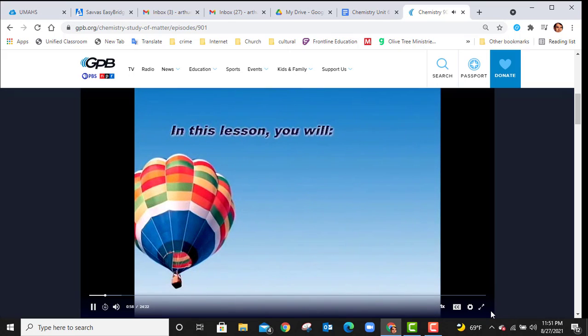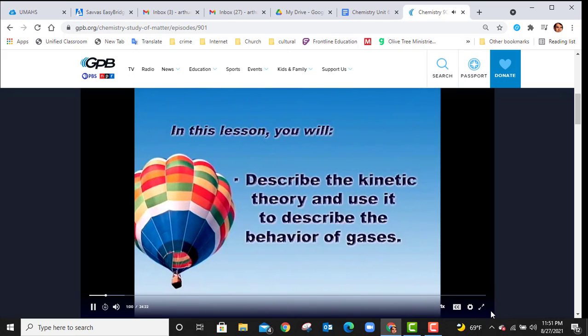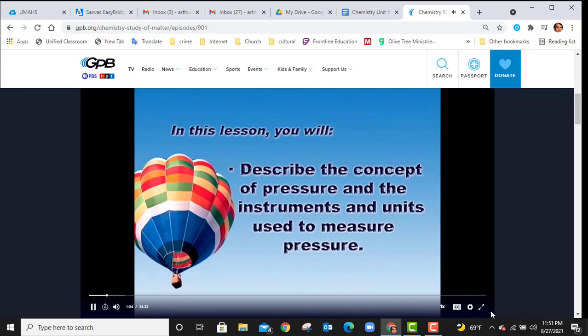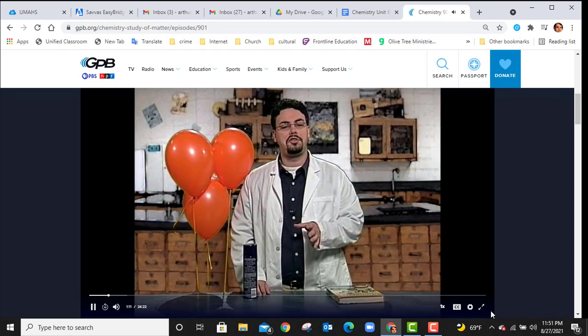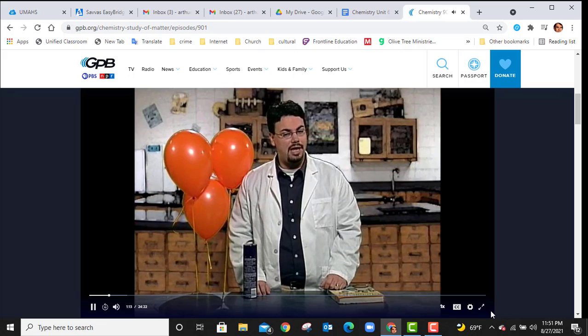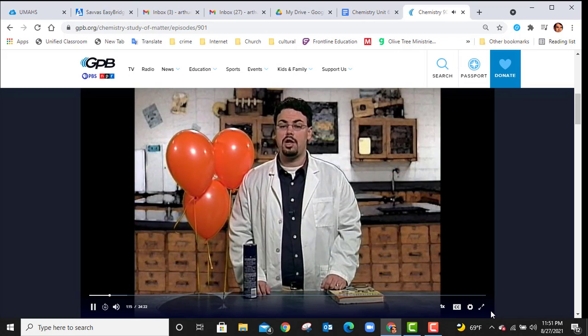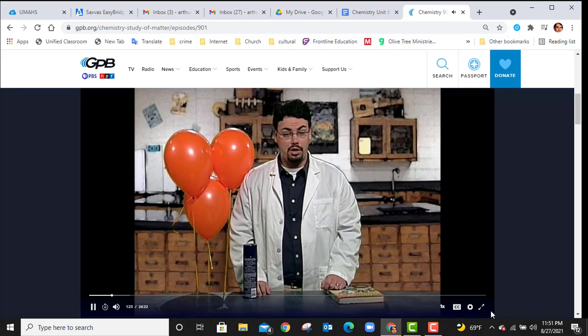In this lesson, you will describe the kinetic theory and use it to describe the behavior of gases. You will also describe the concept of pressure and the instruments and units used to measure pressure. We've already discussed several scientific models in chemistry. By now, you should understand that a good model in science both should explain the facts we know and be able to correctly predict events that are yet to occur.